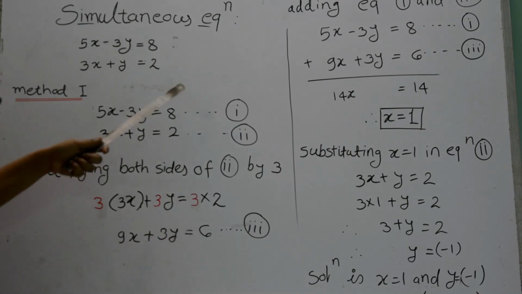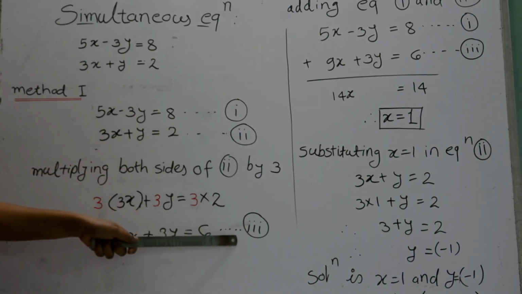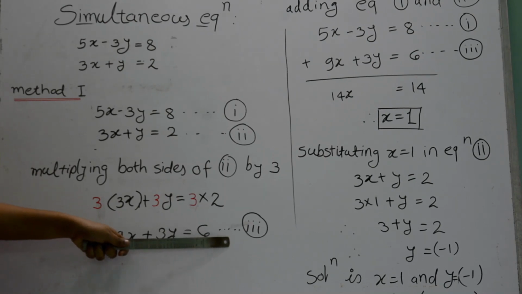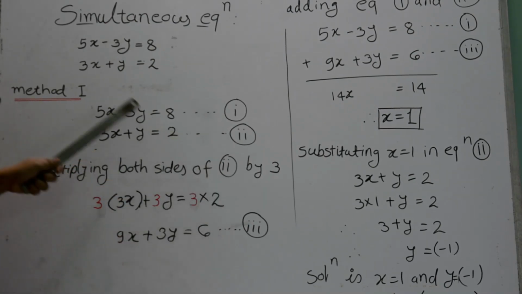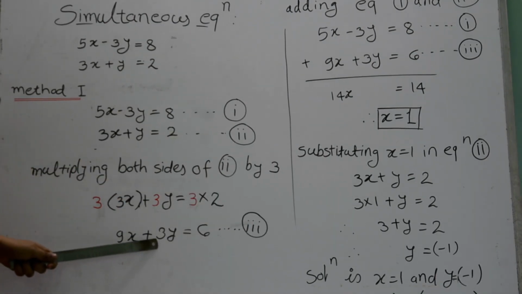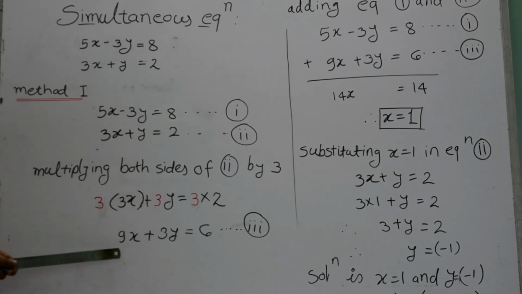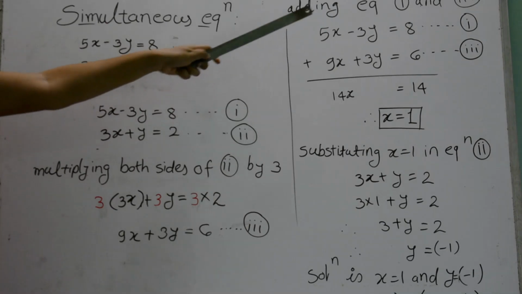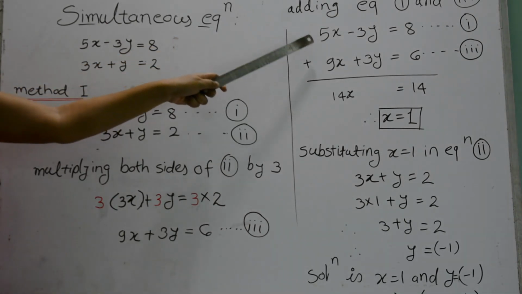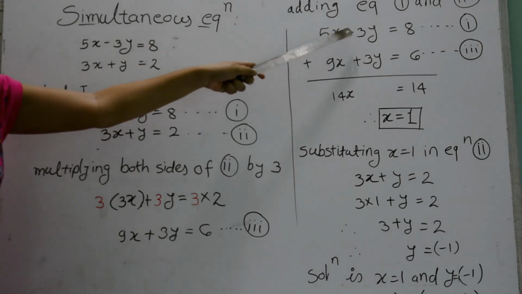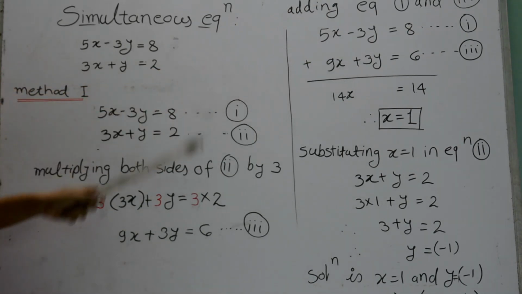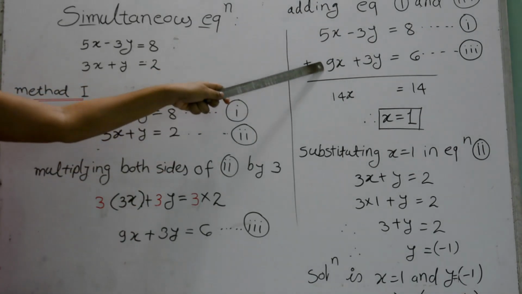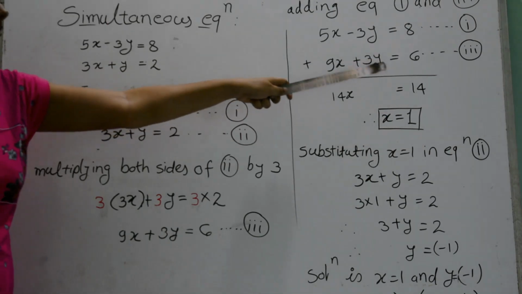Now adding this equation 1 and 3. Previously I told you why I have to add equations 1 and 3, just to cancel out this minus 3y and 3y, so that I will get the value of only x. So what is my next step? Adding equation 1 and 3. So what is my equation 1? 5x minus 3y equal to 8. And what is my third equation? The third equation is 9x plus 3y equal to 6.